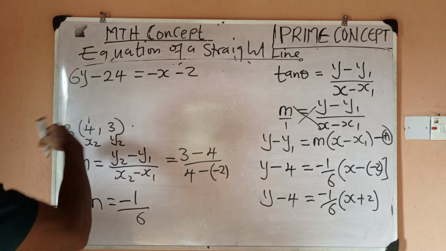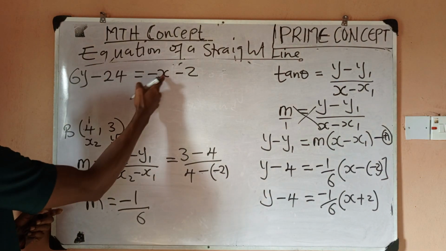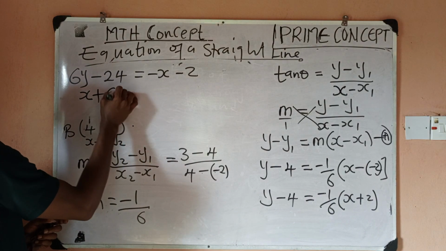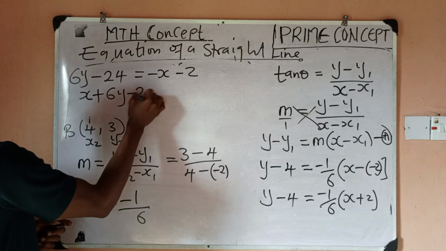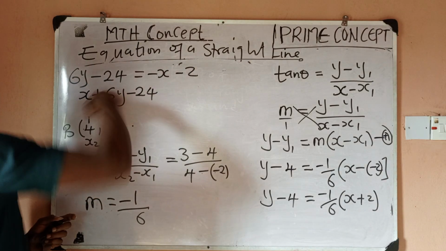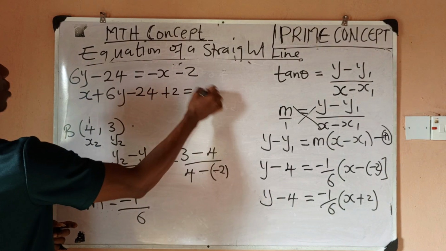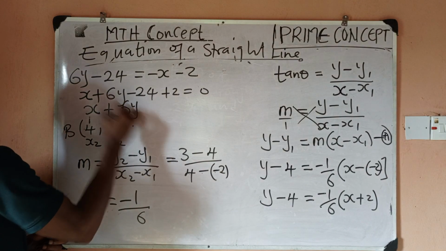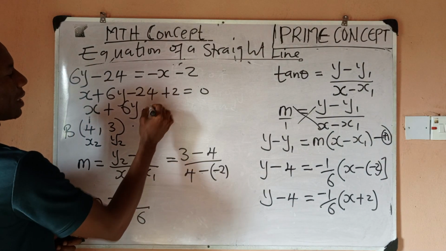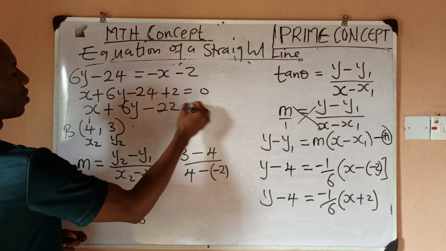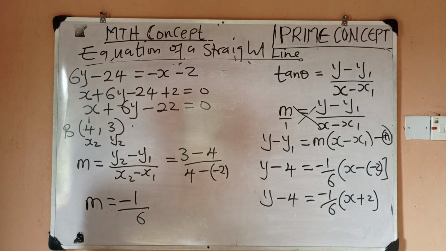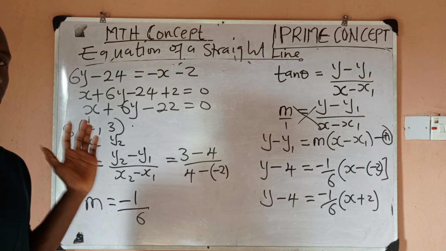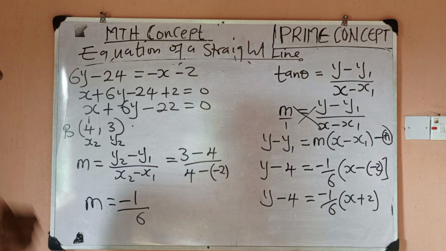So that if I rearrange this, bringing x to this side and writing it first, I would have x, then plus 6y, then -24. When this crosses, it becomes +2 equal to 0, right? So I have x plus 6y, this is going to be -22 equals what? 0. And this becomes the equation of my straight line. So very simple to find and very simple to analyze.